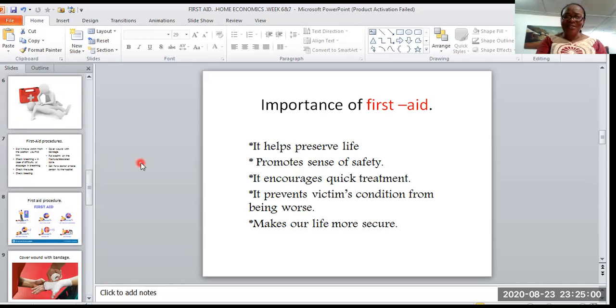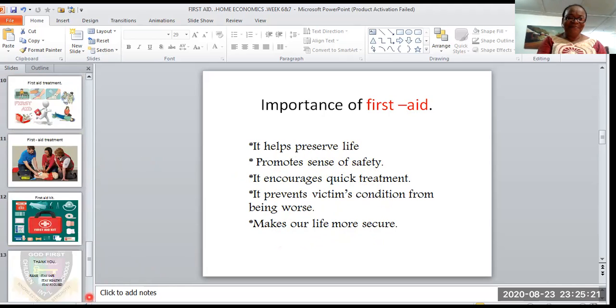It helps preserve life. First aid promotes sense of safety. First aid encourages quick treatment. First aid prevents victims' condition from being worse. First aid makes our life more secure. Are we together? Very good.